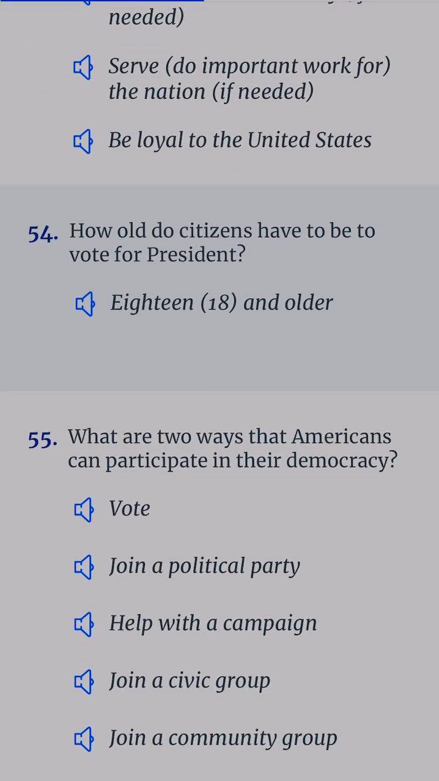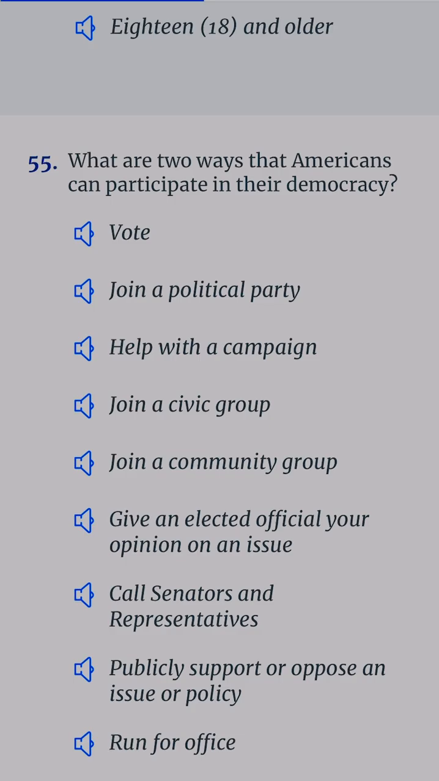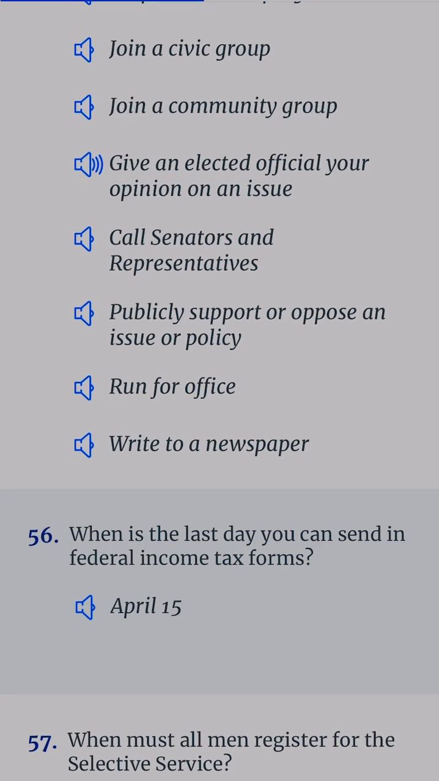How old do citizens have to be to vote for president? 18 and older. What are 2 ways that Americans can participate in their democracy? Vote, join a political party, help with a campaign, join a civic group, join a community group. Give an elected official your opinion on an issue. Call senators and representatives, publicly support or oppose an issue or policy, run for office, write to a newspaper.